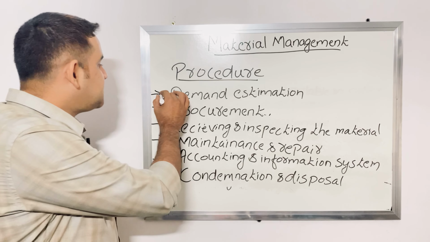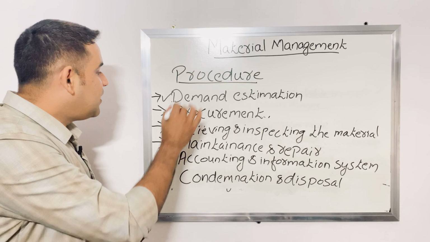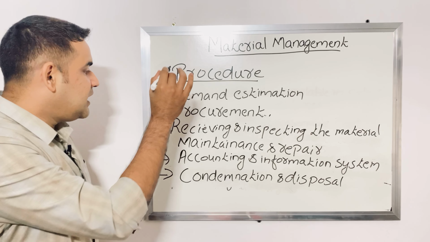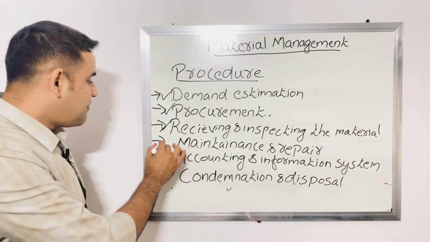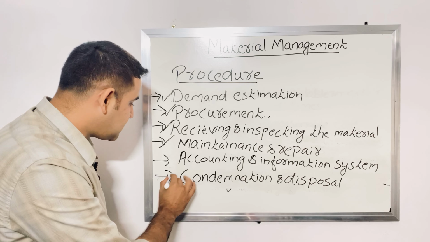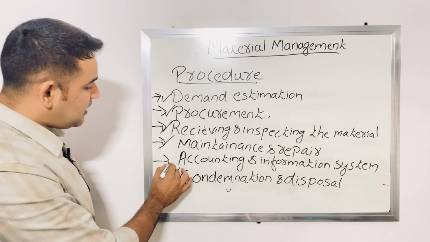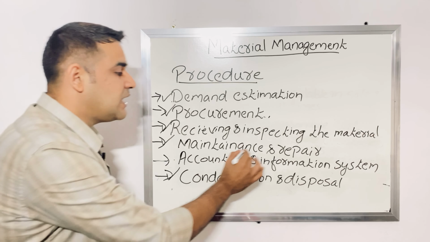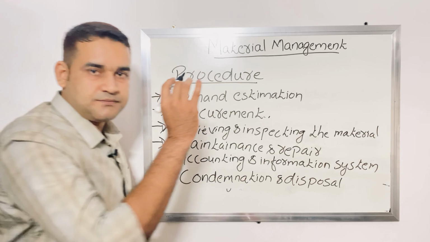Here, demand estimation is coming under the element, so same only. The procurement also same only, and receiving and inspecting same only. Maintenance and repair also coming under the element, and condemnation is also coming under the element. In the procedure, the only new thing is the accounting and information system.